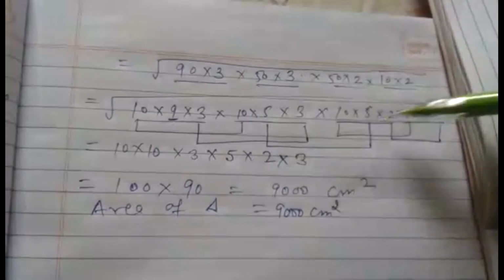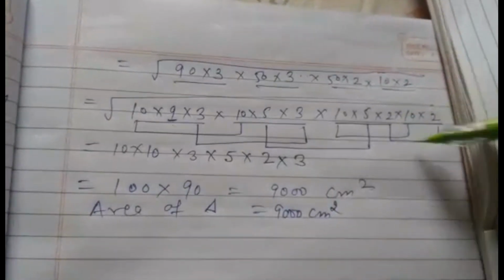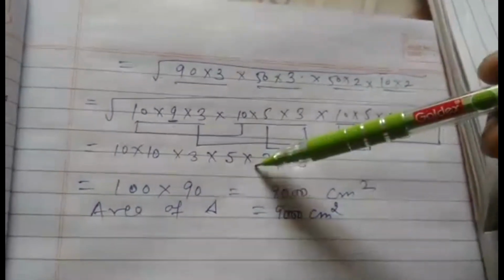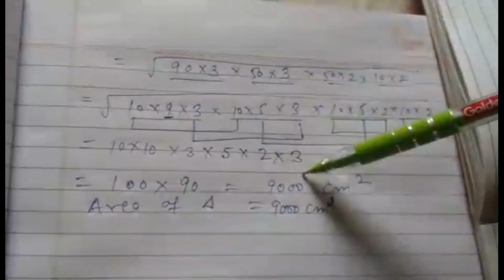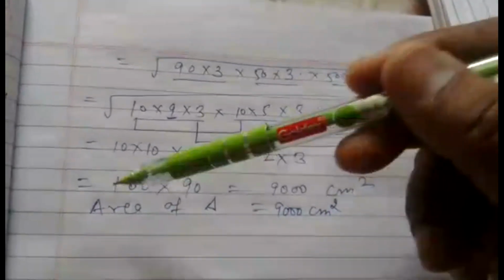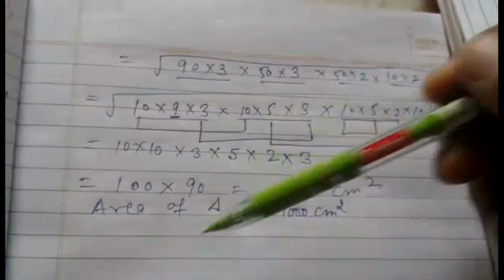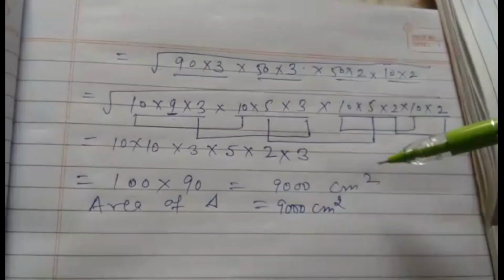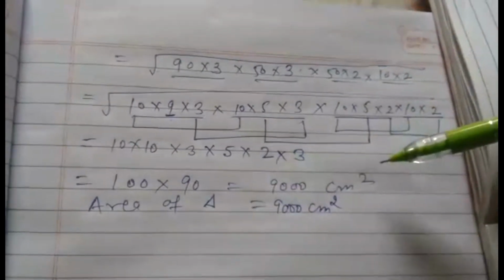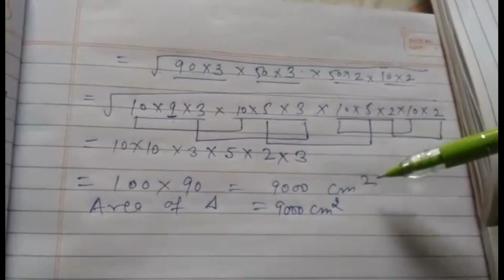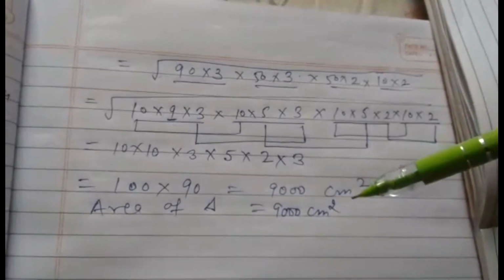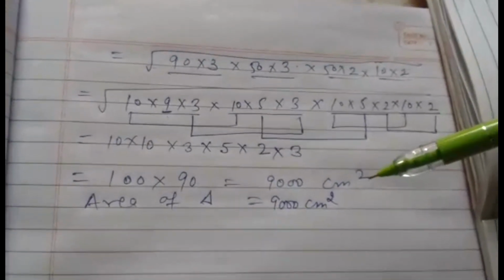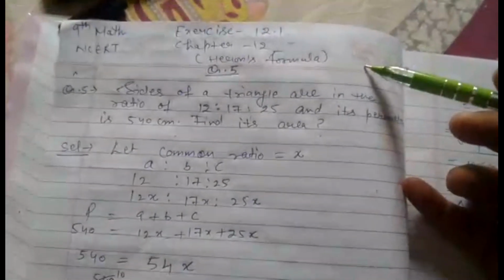A pair of 2 also once, so one 2 will be out, and the square root of 9 is 3. So all numbers we have used. Now after multiplication we get the area of the triangle as 9000 centimeter square, because we apply centimeter square behind area. If the question is in centimeter, then centimeter square. If the question is in meter, then the answer will be meter square. So this was question number 5 of exercise 12.1.